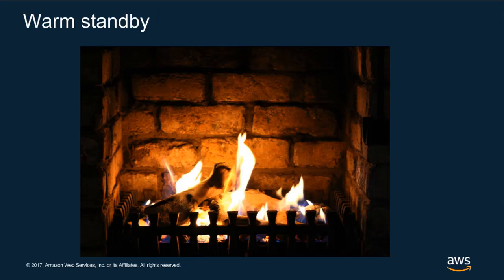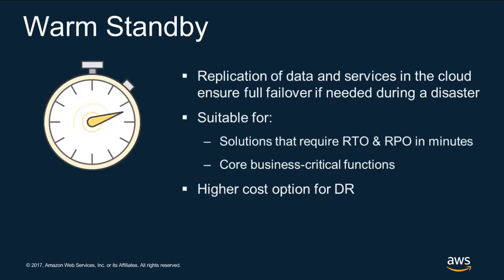So the next example is what we call a warm site or warm failover. A warm site is suitable for solutions that require an RTO and an RPO in minutes. These are typically core business critical functions. They are a slightly higher cost DR option, and a scaled down version of a fully functional environment, in this case, is always running in the cloud for warm standby.